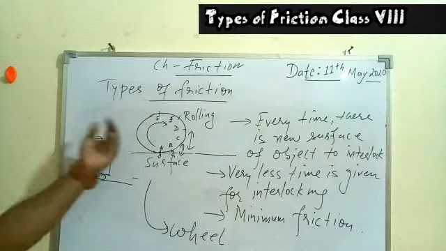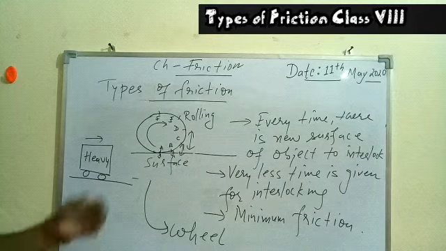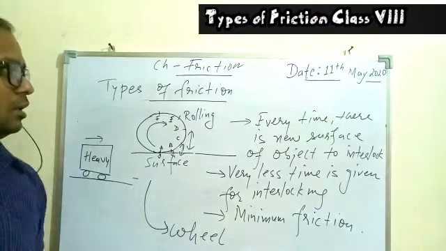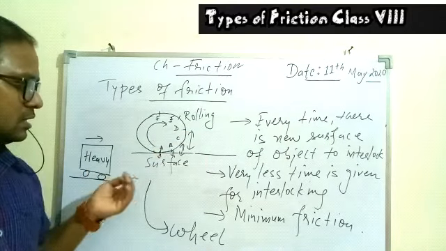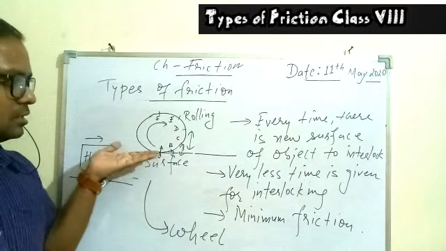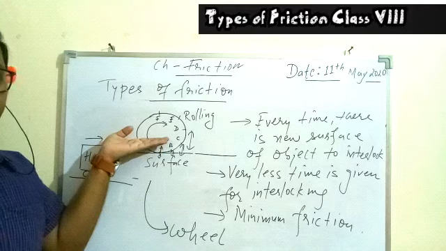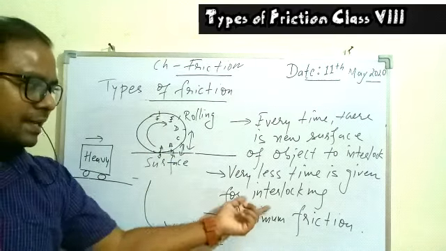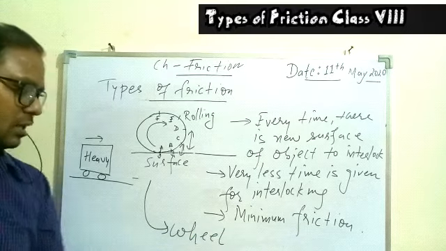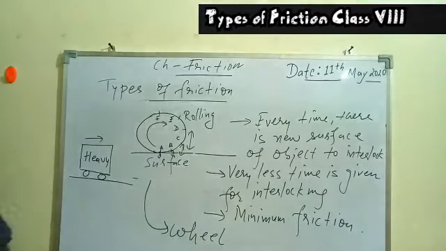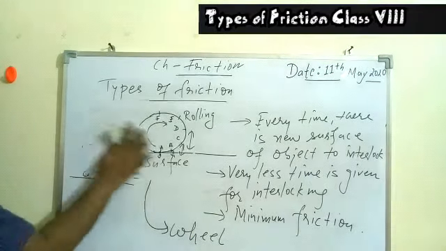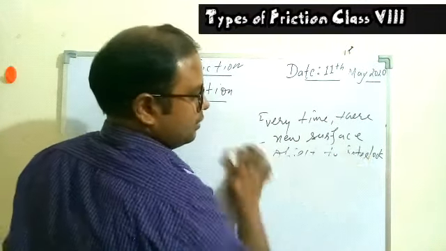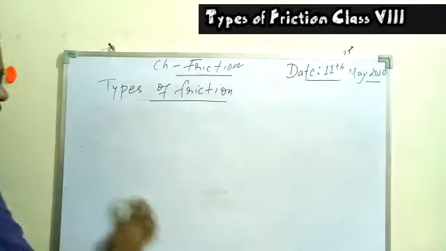Overall, what we understood is that if the object starts rolling on a surface, there is a friction between the rolling object and the surface. That is given the name rolling friction. And in this case, since all the time there is a change in the surface of the object which is in contact with the lower surface, the time given for interlocking is very less, and hence the friction becomes very less. So we can say the rolling friction is minimum if you compare all the three forces of friction.